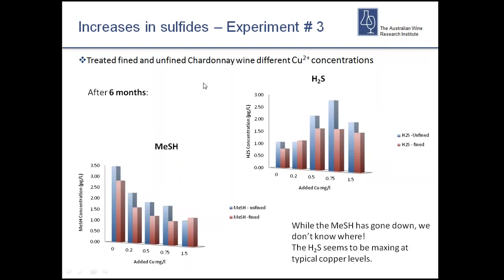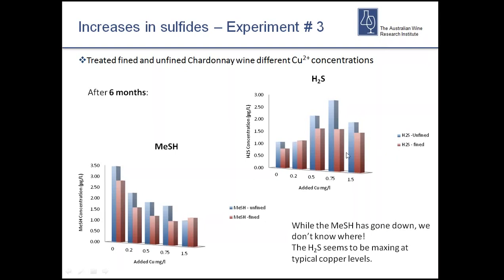But then after 6 months of storage, we can see that the hydrogen sulfide concentrations have plateaued off a little bit. So at the standard copper levels, they seem to have maxed out. But now we start to see quite big differences between our different wine samples and our wine's composition. So our unfined wines, after 6 months of storage, have a significantly larger concentration of hydrogen sulfide than the samples that have been fined.